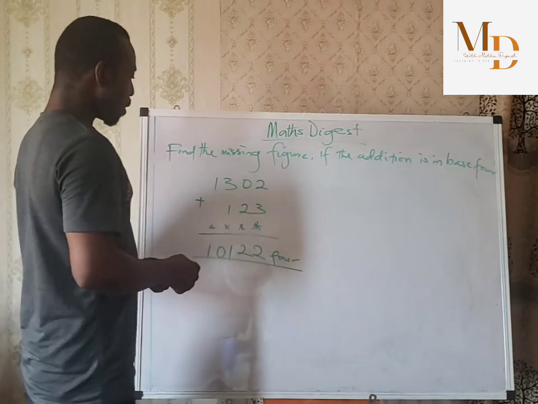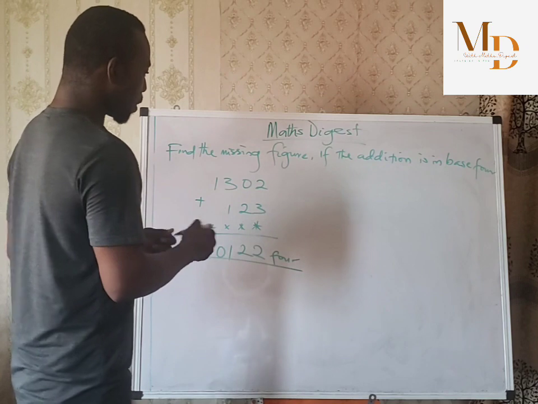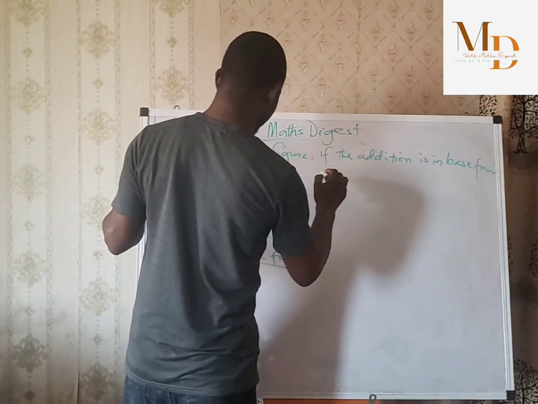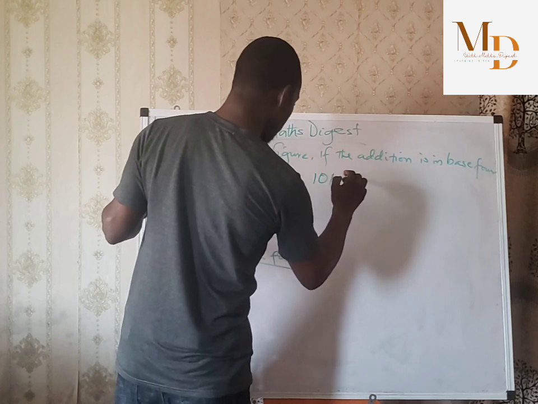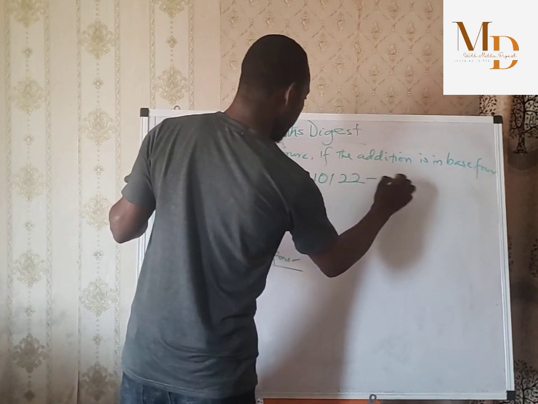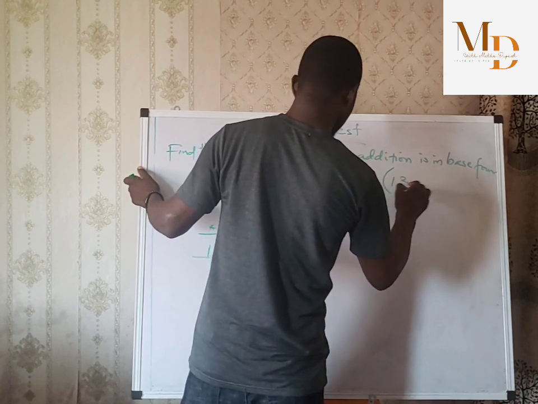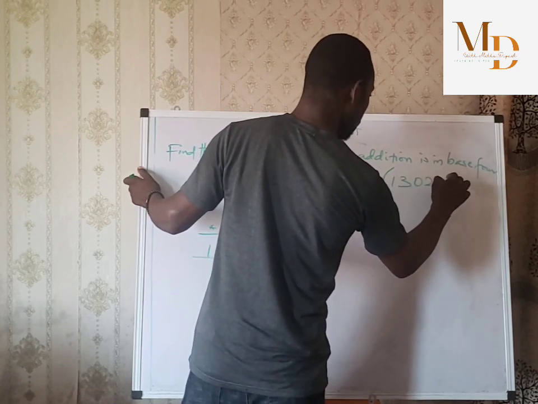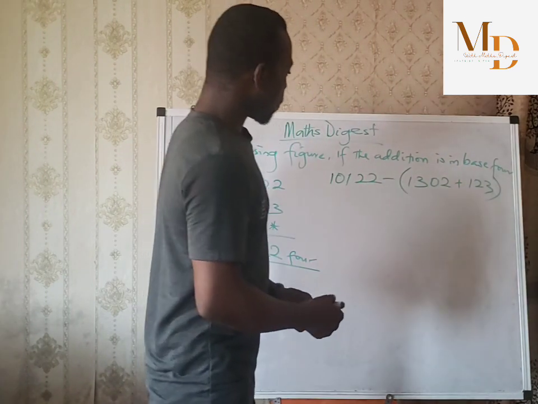Now what we do is this. We take the addition of these two numbers. If we take the addition of these two numbers, we have 1 0 1 2 2 minus the addition of this number, which is 1 3 0 2 plus 1 2 3. Now what we do is this.